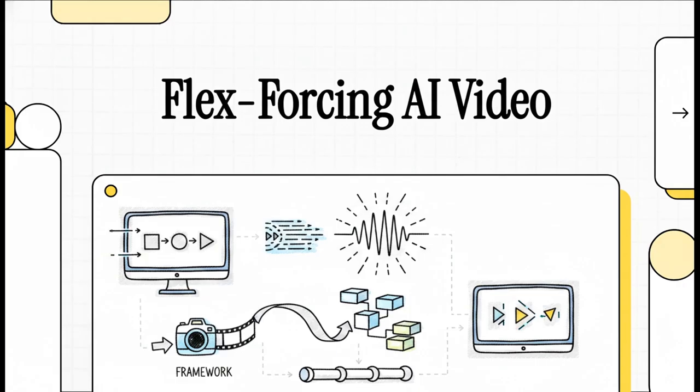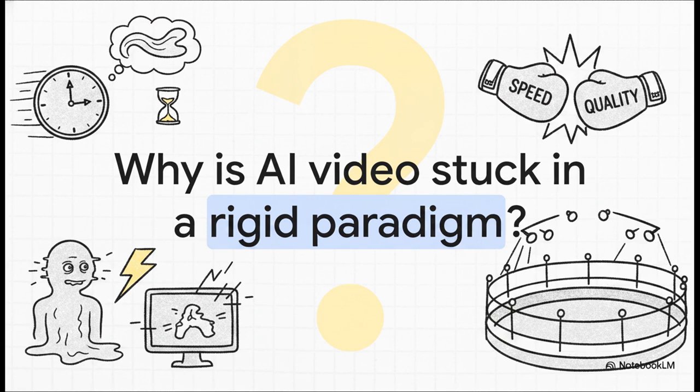It's a brand new framework they're calling flex forcing, and honestly, it promises to completely rewire how these models imagine and render moving pictures. Now, to really appreciate what NVIDIA is bringing to the table here, we have to take a step back and ask, why are our current AI video models stuck in such a rigid rut? Like, why are we always forced to choose between speed and quality? Right now, if you're generating video, you're basically picking your poison. You can either have this beautifully consistent, cinematic clip that takes literally hours or days to bake, or you can have something that renders instantly, but it turns into this glitchy, melting nightmare after like 3 seconds.